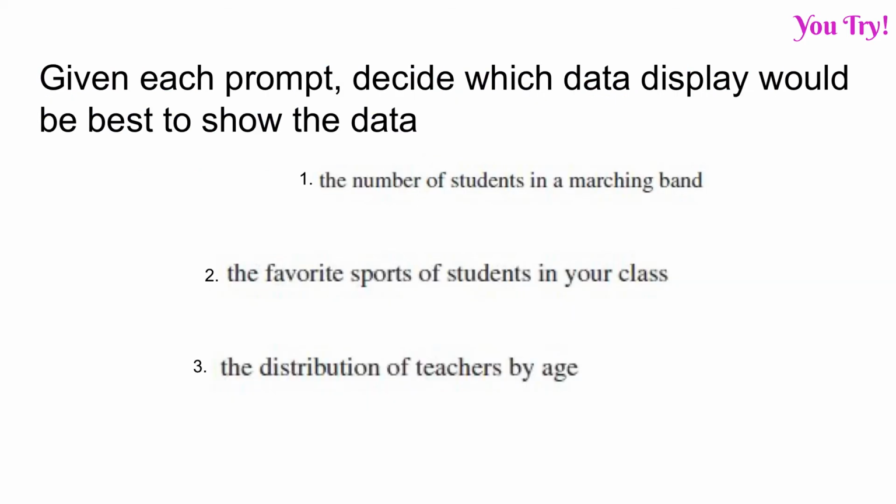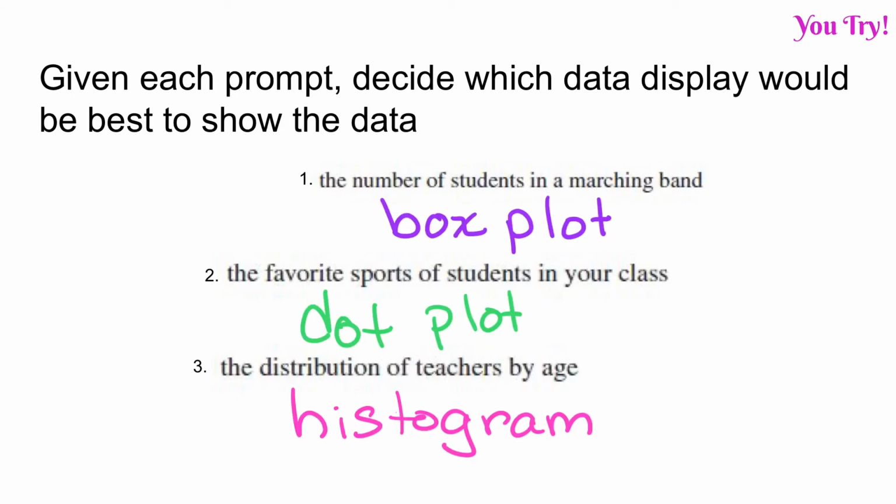Here's another example. Given each prompt, decide which data display would be best to show the data. First one is the number of students in a marching band. 2 is the favorite sports of students in your class. 3, the distribution of teachers by age. Now, as you can see, the number of students in a marching band would be a box plot. That would probably be the best way to display that data.